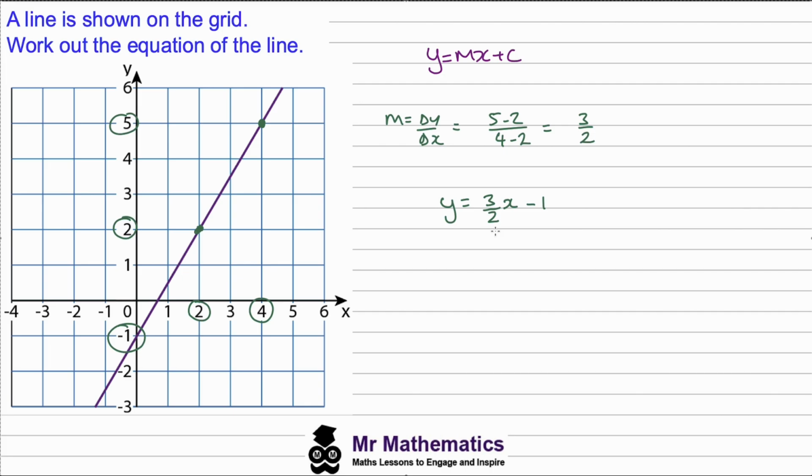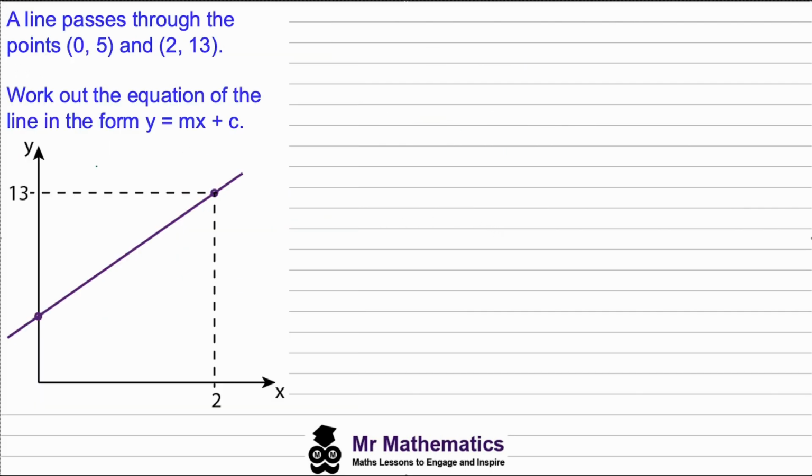Okay? Let's try another question. So now we're told that a line passes through the points 0, 5 and 2, 13. We've been asked to work out the equation in the standard form. So again, do you want to try this question yourself?